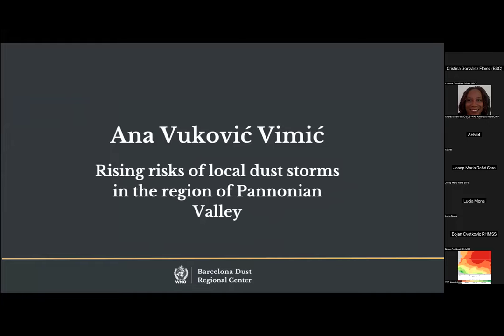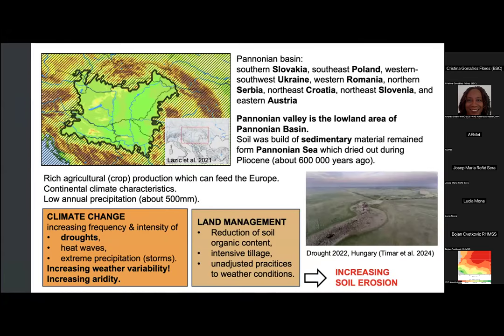My name is Anna Vukovic-Vimic. I'm currently acting as chair of the NAMI node. My talk will be situated around the new problems somewhere between the dust belt and the higher latitude belt. More concretely, in Southeast Europe, in the Pannonian Valley, which are the lowlands of the Pannonian Basin.